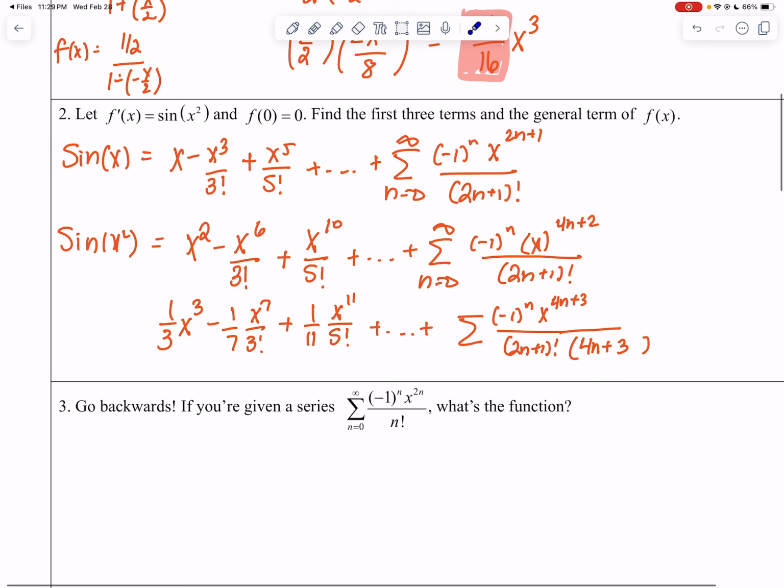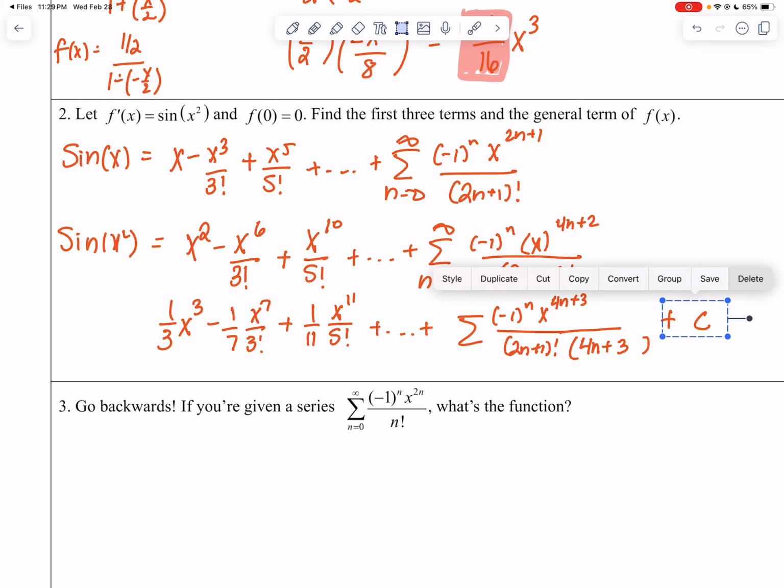Of course, we are going to have plus c. However, the plus c doesn't really matter in this case because f of 0 is equal to 0. So if I were to plug in 0 here, 0 here, here, here, essentially everything's going to be 0.